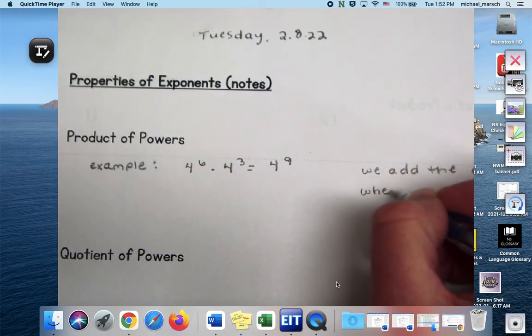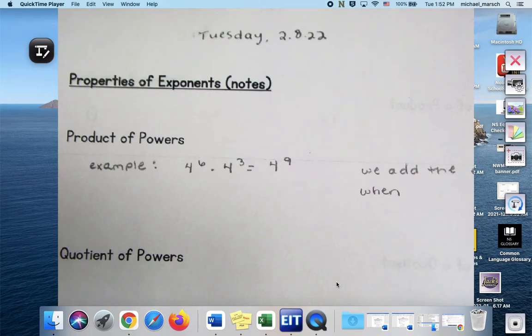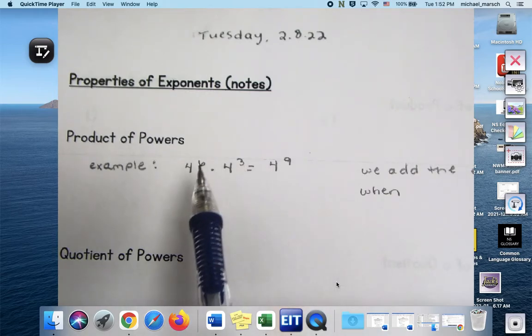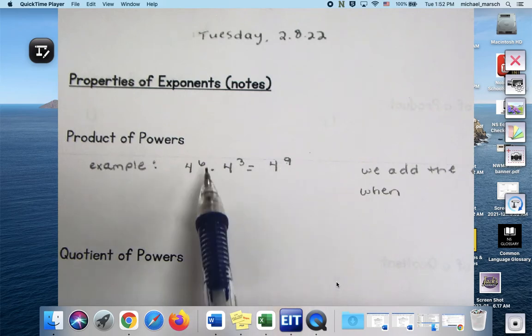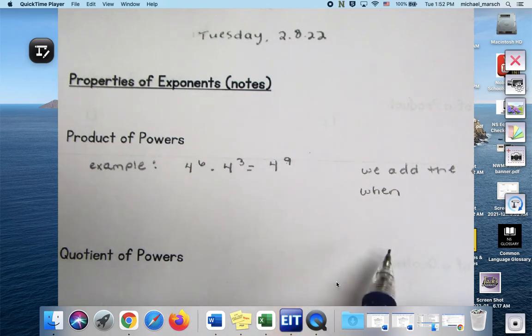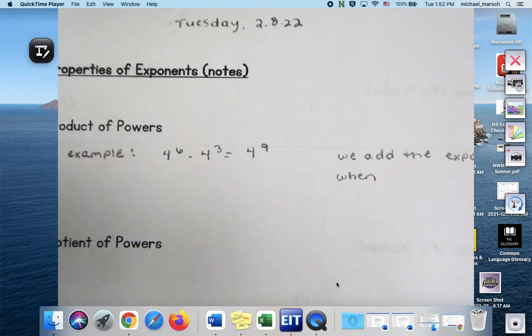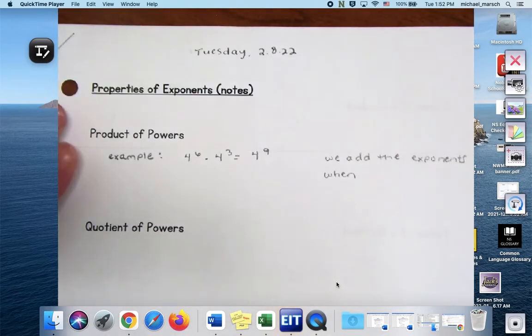Wait, is that minus? Oh. So 6 plus 3 equals 9. We add the exponents. No, like, is that like a 4 to the power of 6 times? Yep. Yeah. Oh, I have minus.